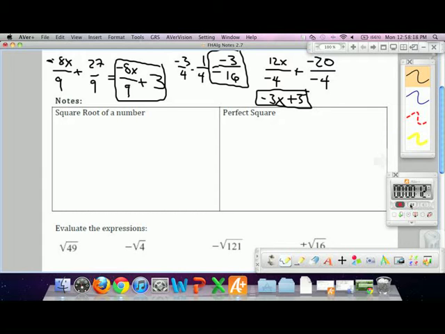A square root of a number is, here's the mathy definition, the solution to the equation x squared equals b.